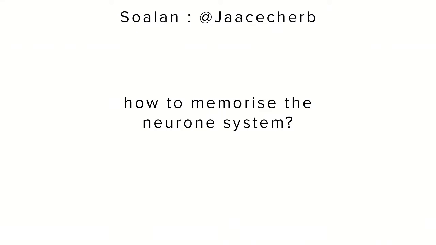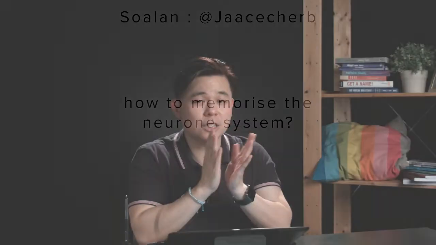Okay, how to memorize the nervous system. Okay, you must understand nervous system for SPM level. They will only ask you a very basic thing about the human nervous system. For example, about the afferent neuron, about the efferent neuron, and also the interneuron. Okay, about the neuron thing. So it's about the afferent neuron, efferent neuron, and the interneuron.